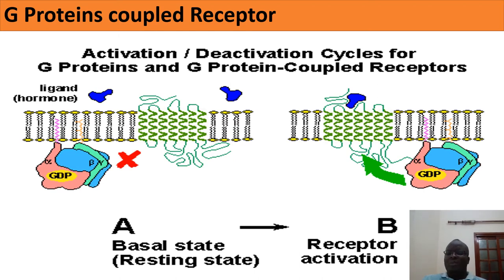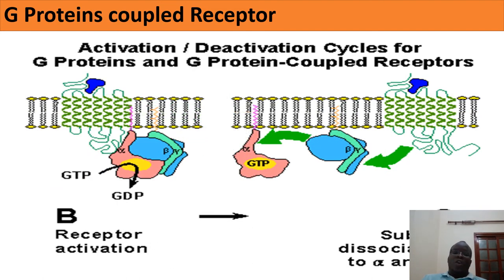But the moment a hormone comes and binds, there is interaction between the G protein and the receptor. There is a change in the shape of the receptor that will bring about interaction between the receptor and the G protein. Once there's this interaction, there's displacement of GDP by GTP on the alpha protein subunit. Once you have GTP on the alpha subunit, there is activation of the G protein. You can see the displacement of GDP by the GTP. When that happens, the G protein has been activated.